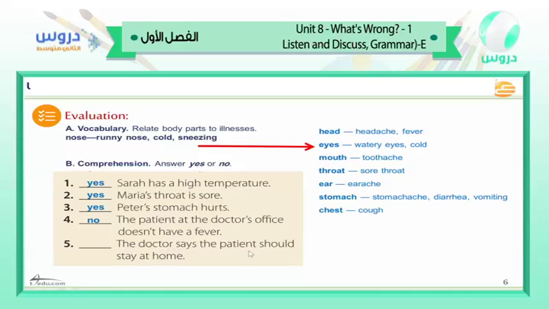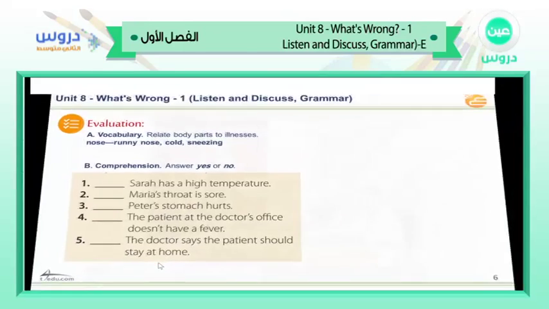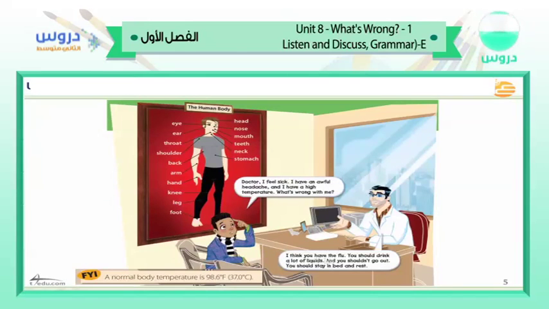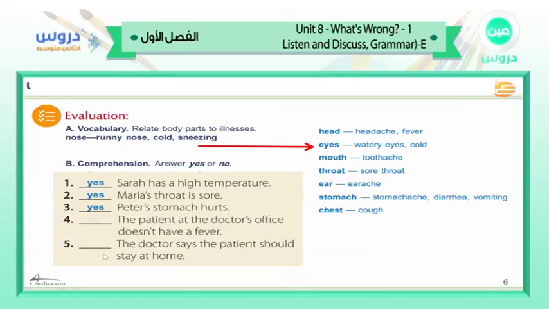Number 5, the doctor says the patient should stay at home. The same doctor says the patient should stay at home. Let's go back. Okay, take a look. Can you see the last one? You should stay in bed and rest. Excellent. You should stay in bed and rest, and that means that he should stay at home. Number 5, yes. Excellent.